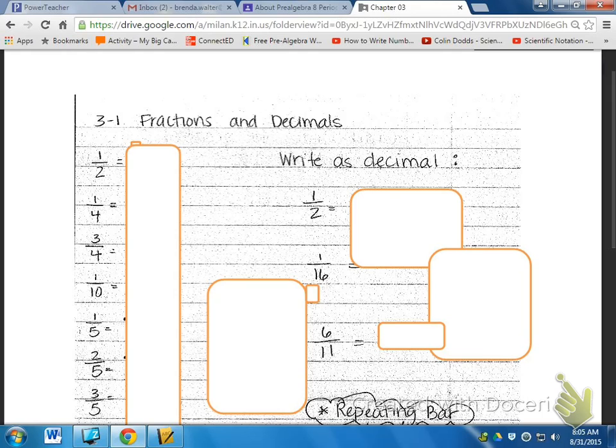There might be a couple that you're not sure of, but I'm going to say that they're very common, so you probably should just know what they are. So starting with 1/2, or the top, what is the decimal equivalent to 1/2?